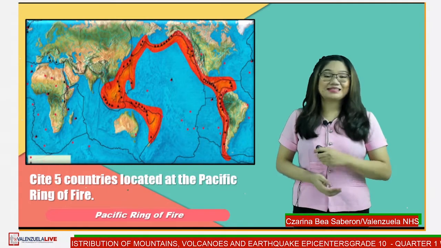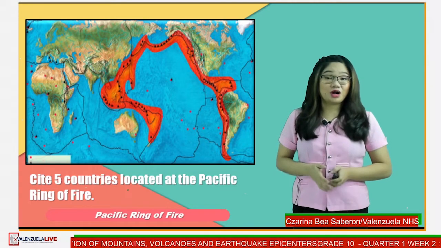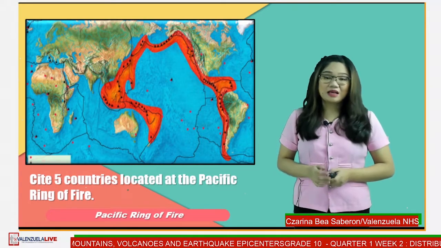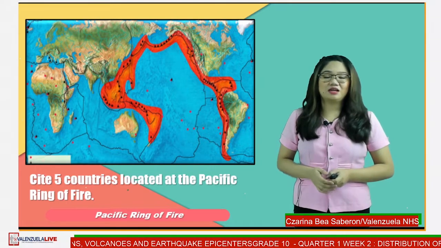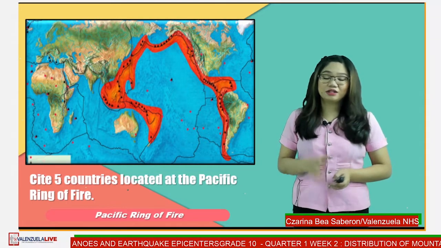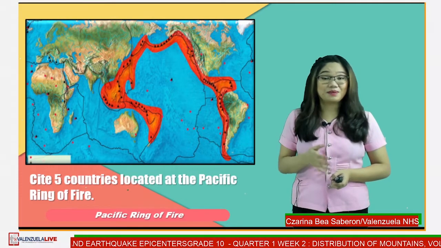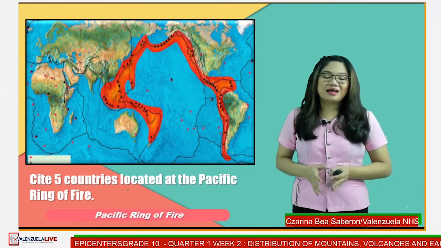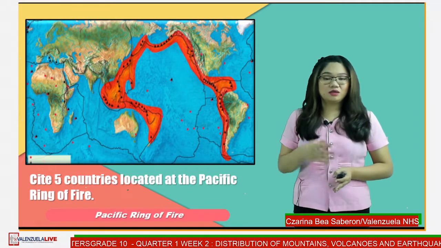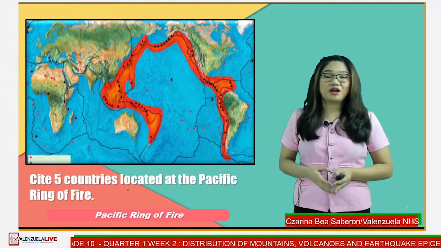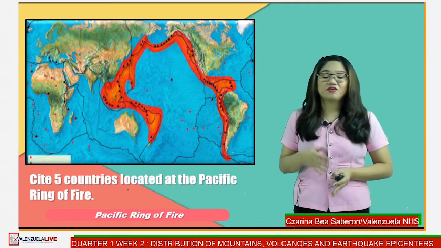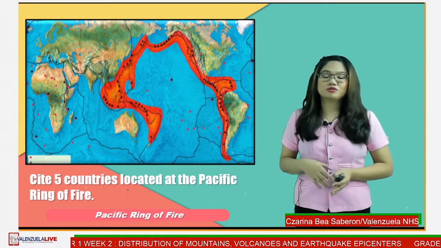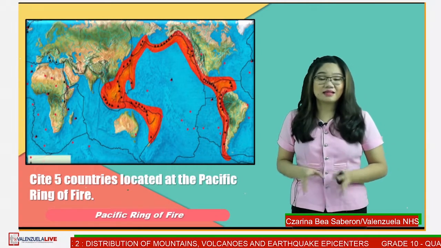All right, time's up. So let us now see if we got your answers on the list. I actually have listed here 18 countries that are located at the Pacific Ring of Fire. We do expect that these countries usually experience a lot of volcanic activities, are prone to earthquakes, and have extending mountain belts.